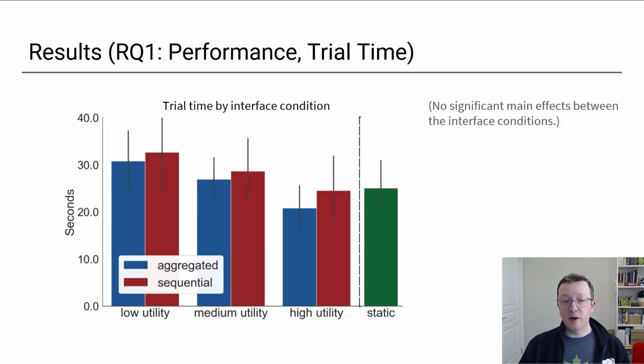When we look at performance in terms of trial time rather than number of clicks, the results are a lot less definitive. Here we do not see a significant main effect between the interface conditions, and we can also see that the static menu only condition users performed quite well, and that's likely because users are very well practiced at using static menus.